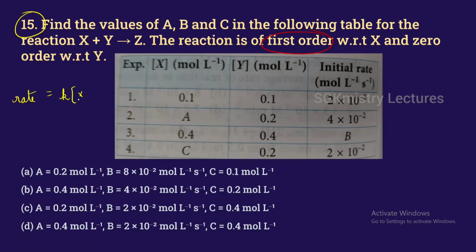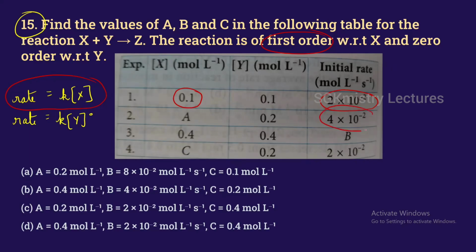So rate is equal to K into X, and zero order with respect to Y. So this is what is already known. Now, this you have to keep in mind. Now let us look into the table. See, with respect to X, the reaction is of first order. Now you see here 0.1. Here the rate was 2 into 10 to the power of minus 2.